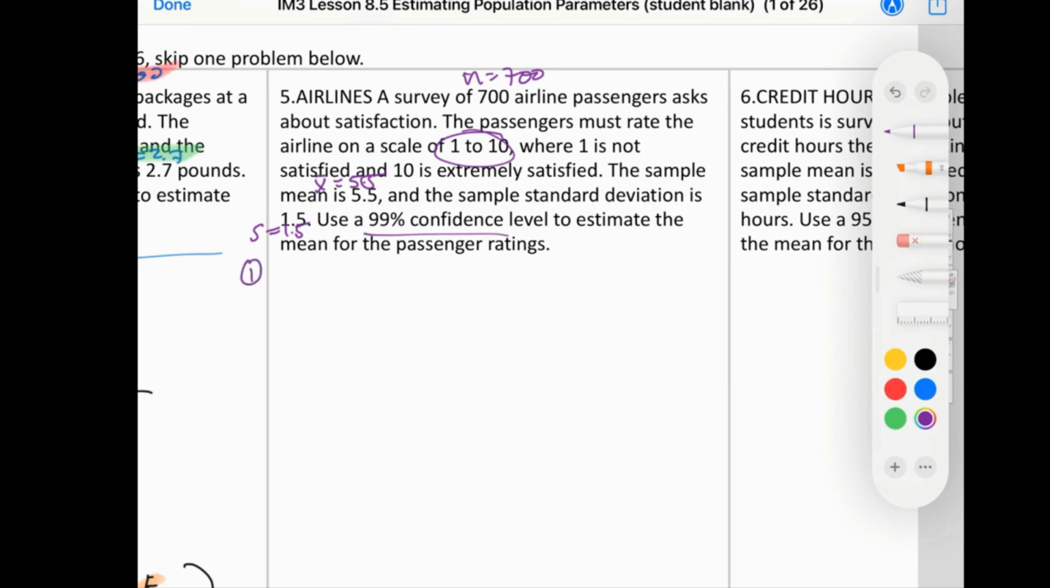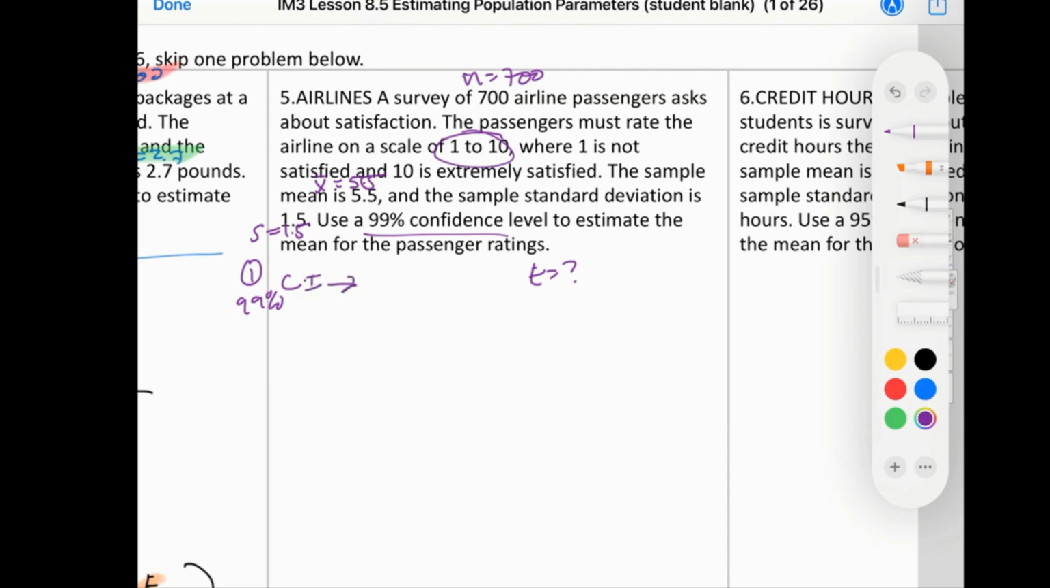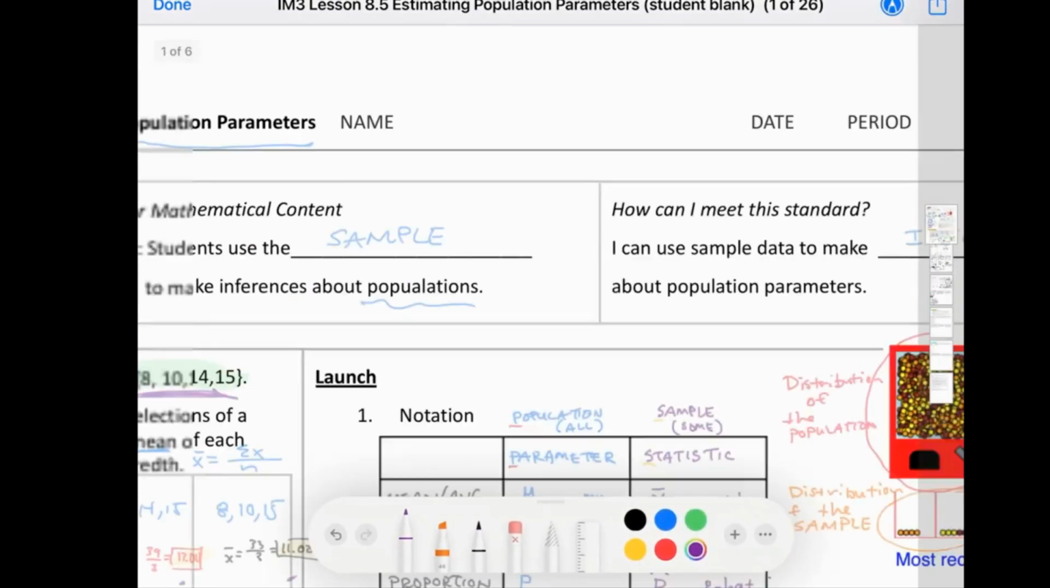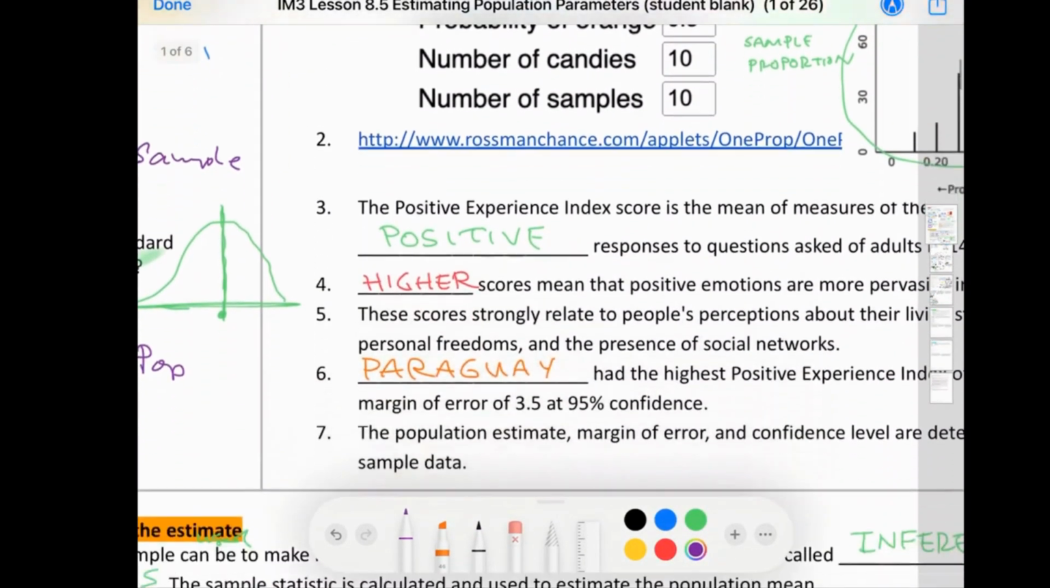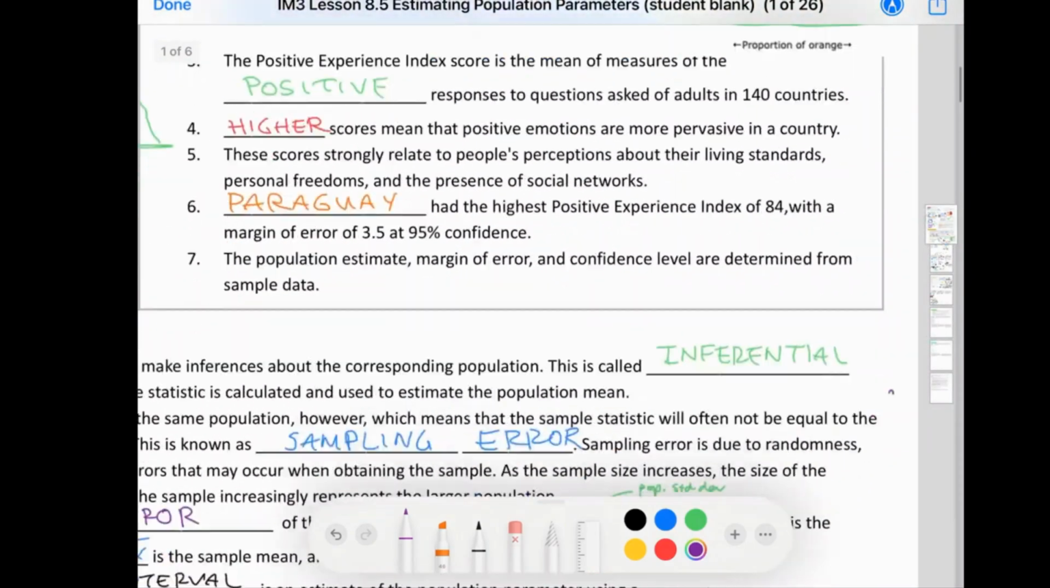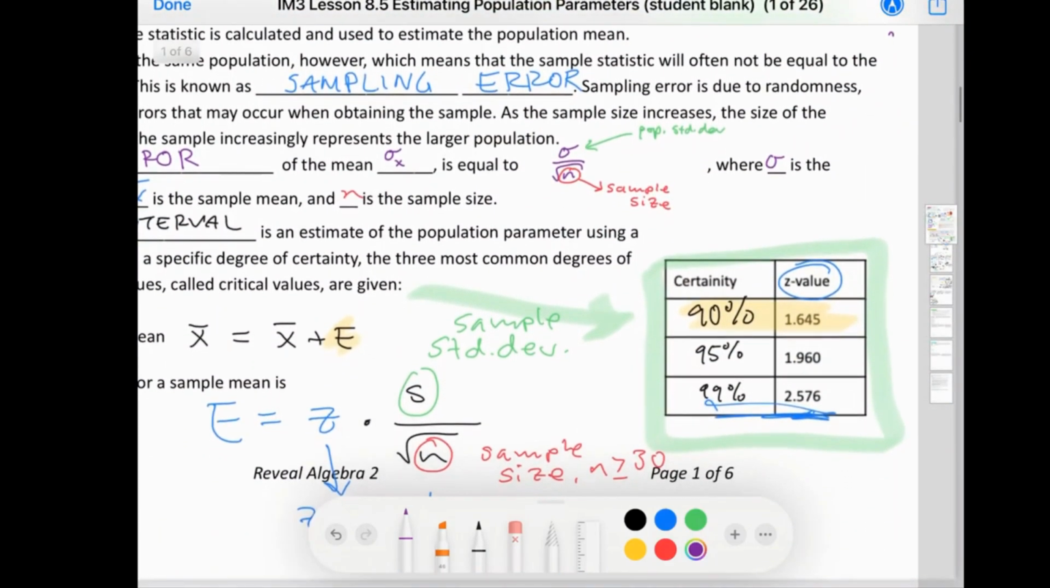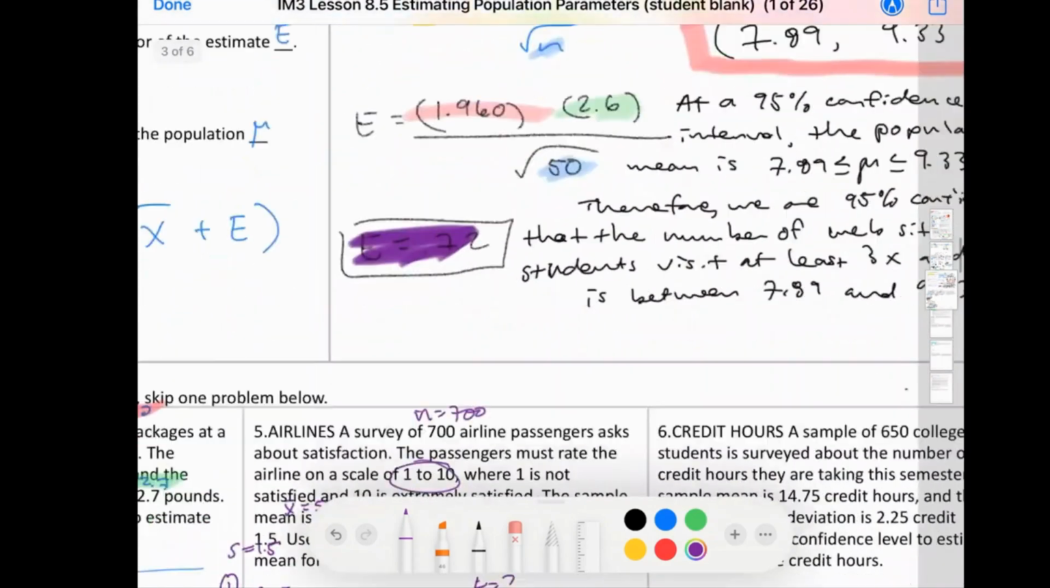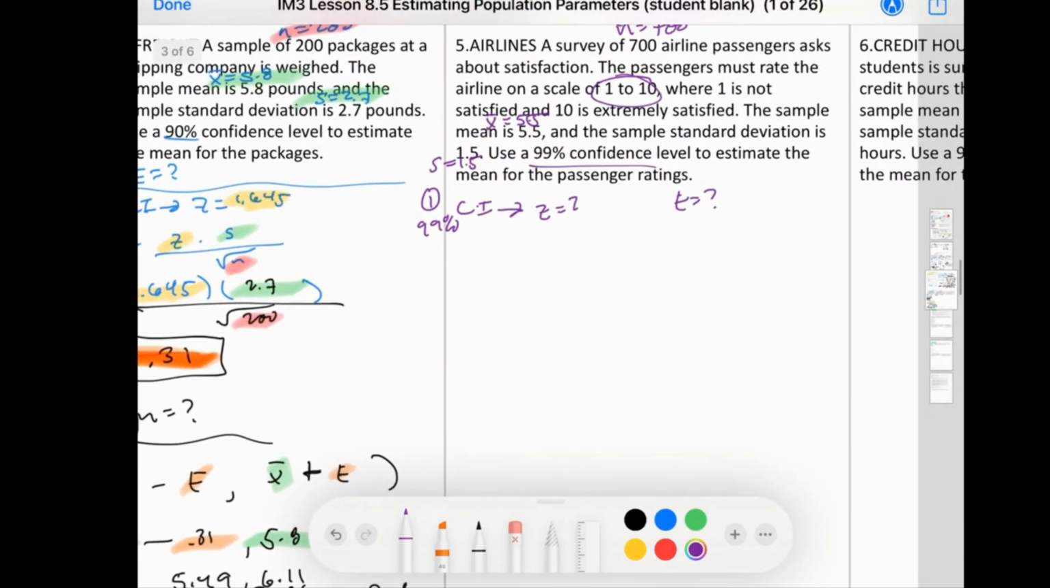So first thing I'm going to do is find E, but to find E, I need to find my z-score. My 99% confidence interval gives me a z-score. Just look back at my chart up here. Candy, Reese's Pieces. 2.576.